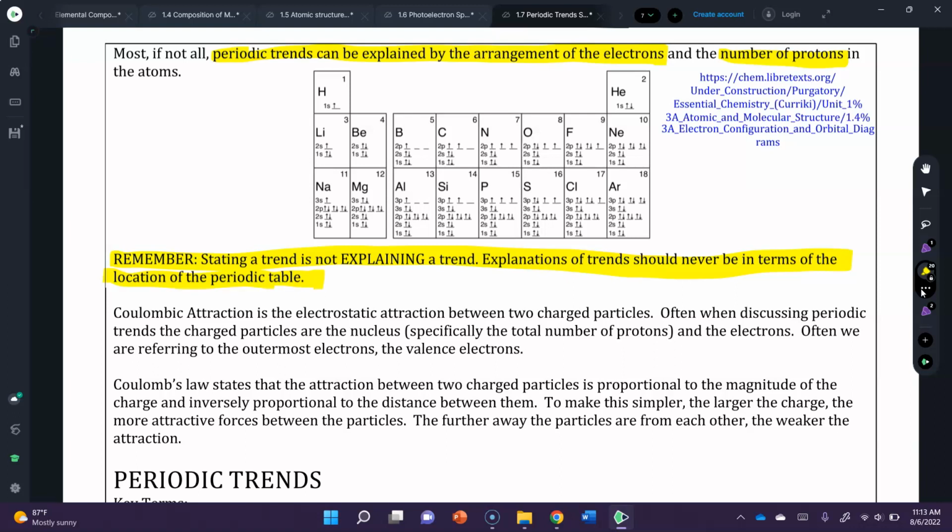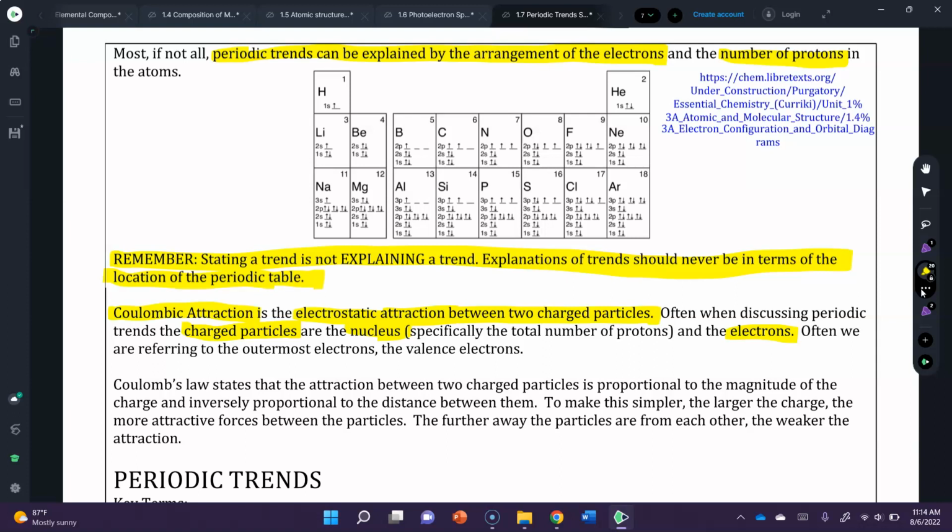So Coulombic attraction is the electrostatic attraction between two charged particles, electrons and protons in the case of the atom. Often when discussing periodic trends, the charged particles are the nucleus, specifically the number of protons, and the electrons. Often we are referring to the outermost electrons, which are the valence electrons.